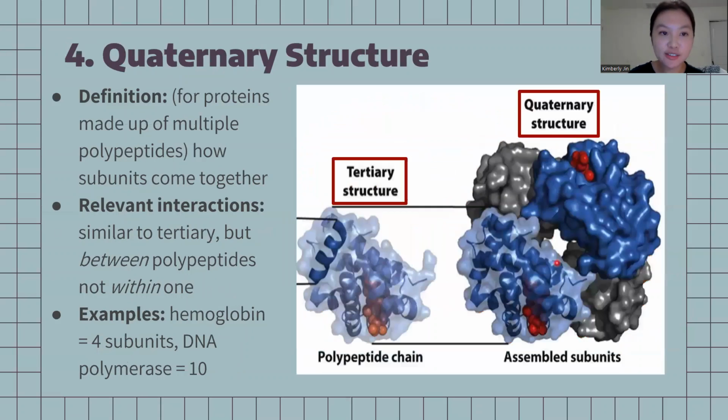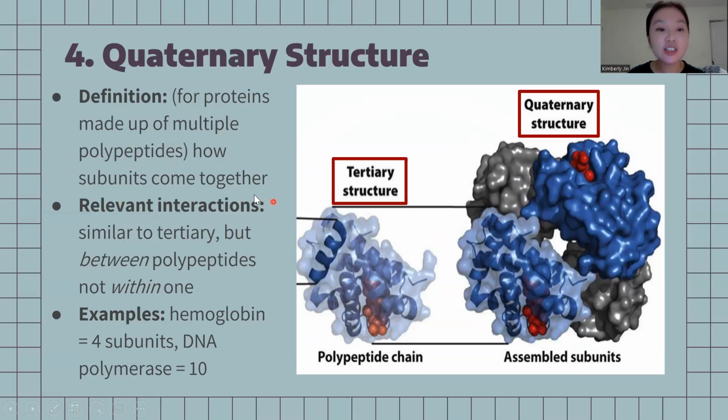All right, let's go on to the final one. This is quaternary structure. Some proteins will not have quaternary structure, because they are fully functional as a single polypeptide. But for proteins made out of multiple polypeptides, these multiple polypeptides, also known as subunits, have to come together. And that's what this structure is about.